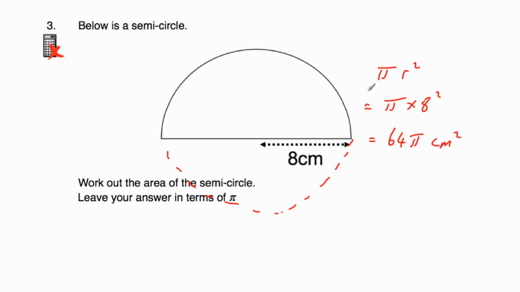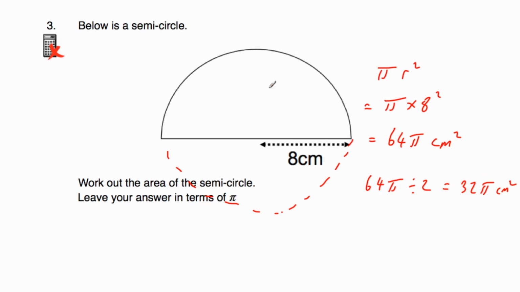So the area of this whole circle in terms of pi would be 64 pi centimeters squared, timesing the radius by itself. 8 times 8 is 64, and timesing that by pi to get the area of the circle, so 64 pi. Now we want the area of the semicircle, so we're going to take the area of the whole circle, 64 pi, and divide it by 2. Half of 64 pi would be 32 pi, so the answer would be 32 pi centimeters squared.